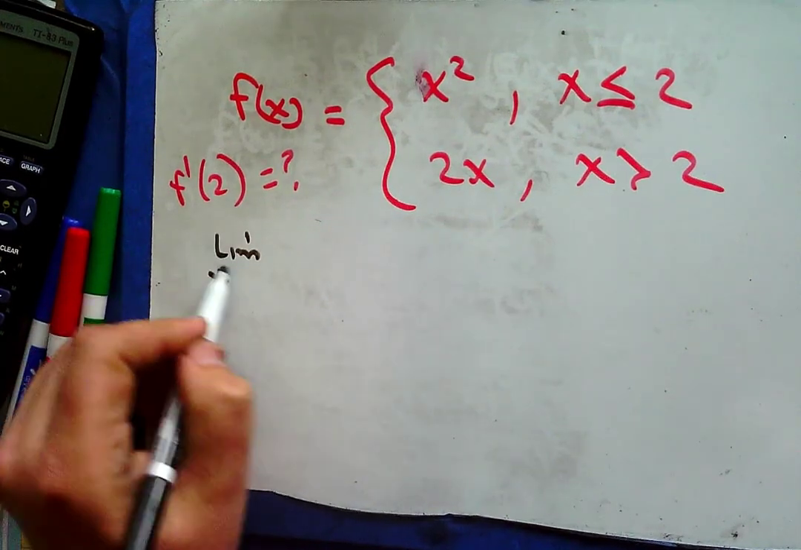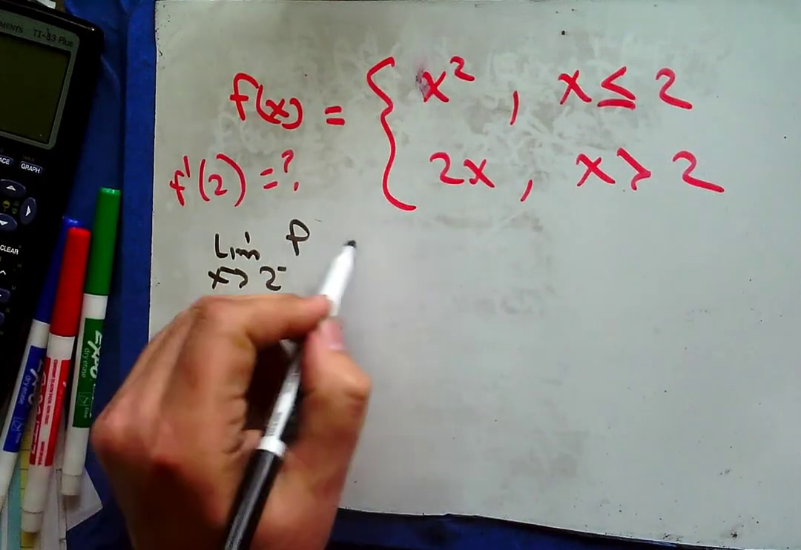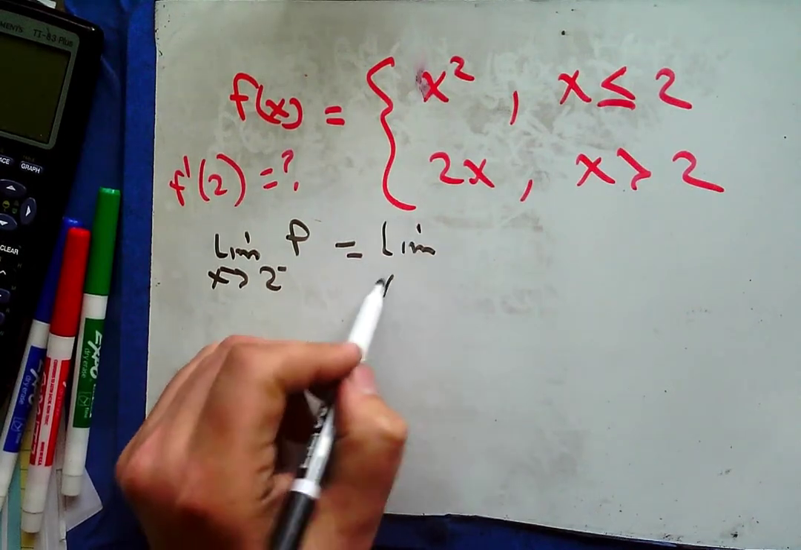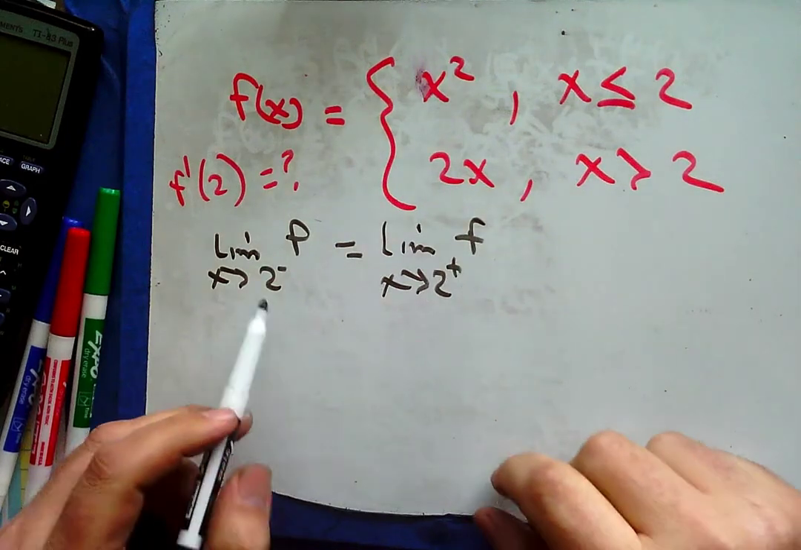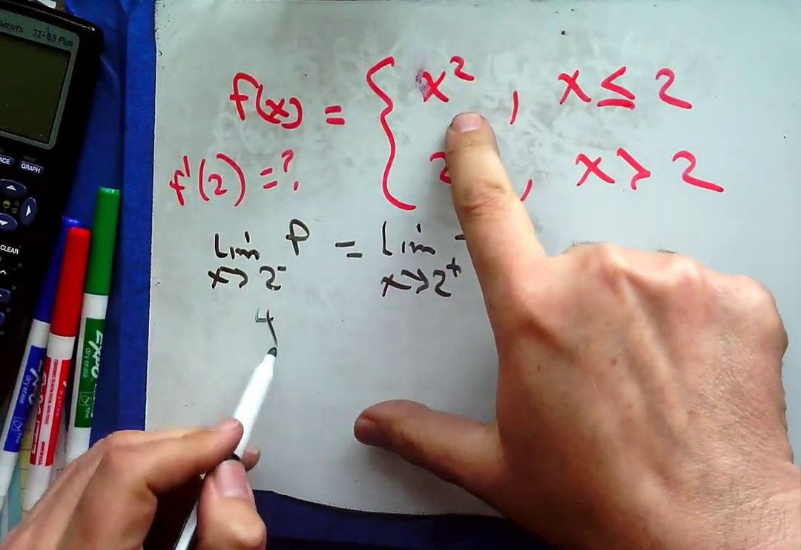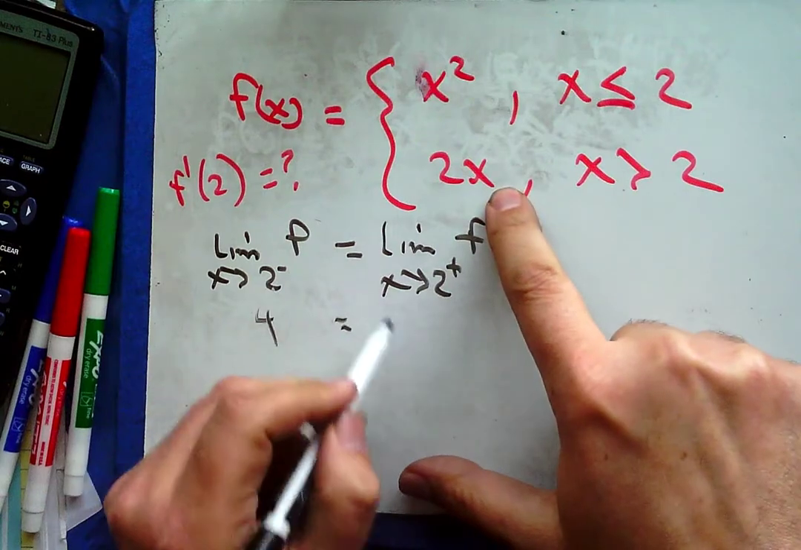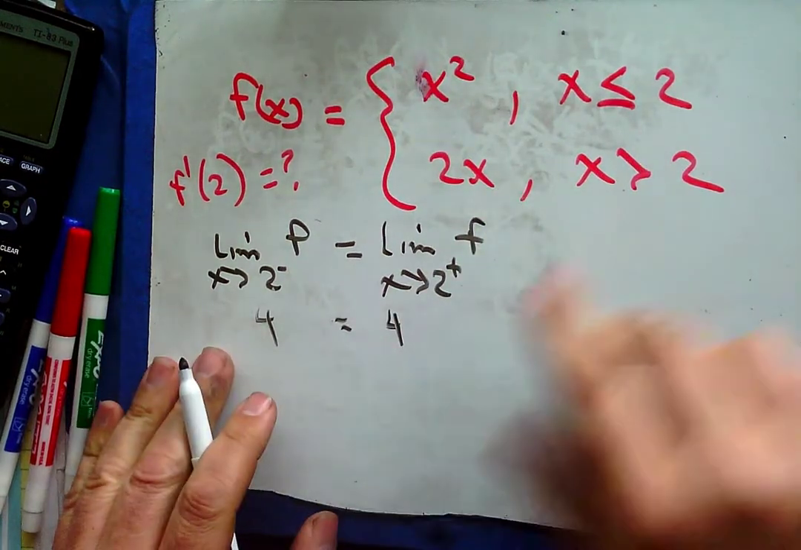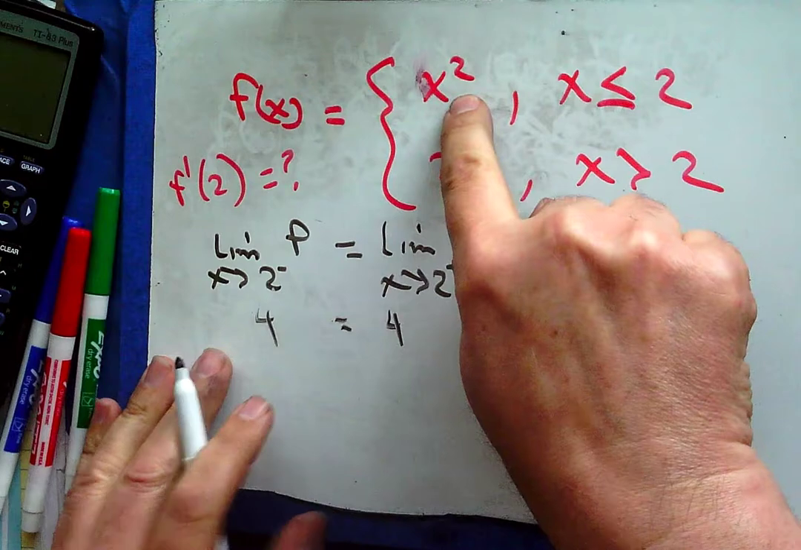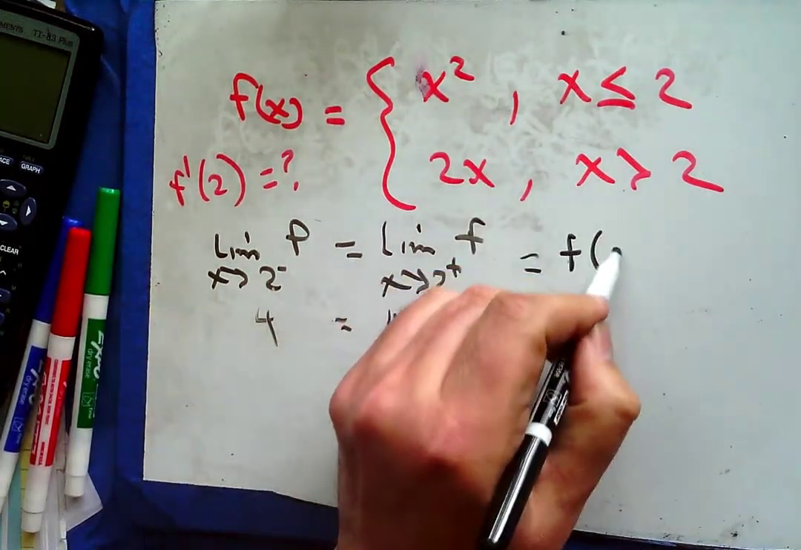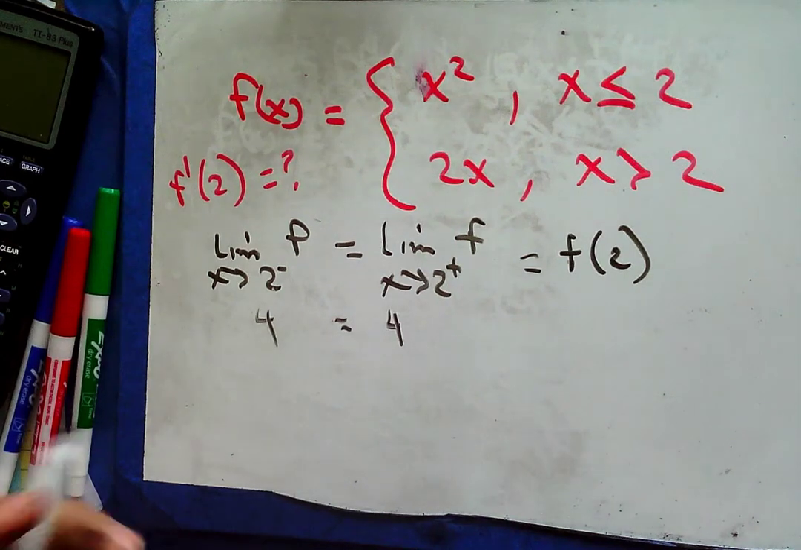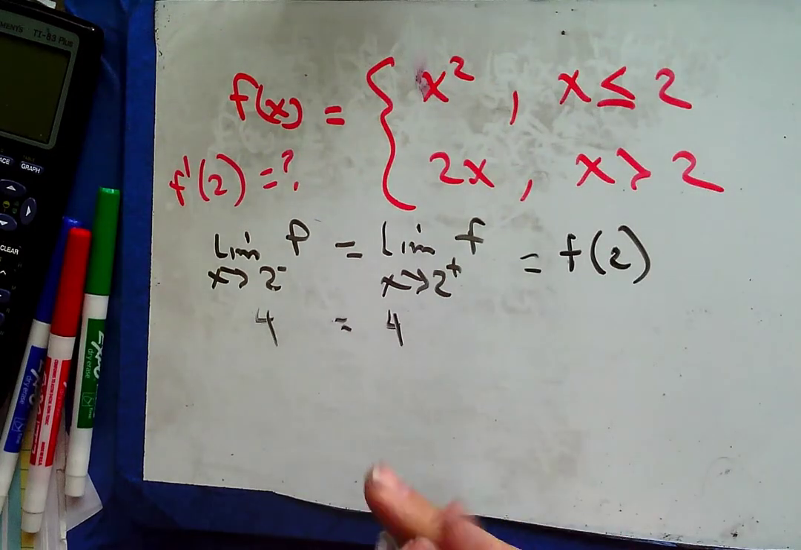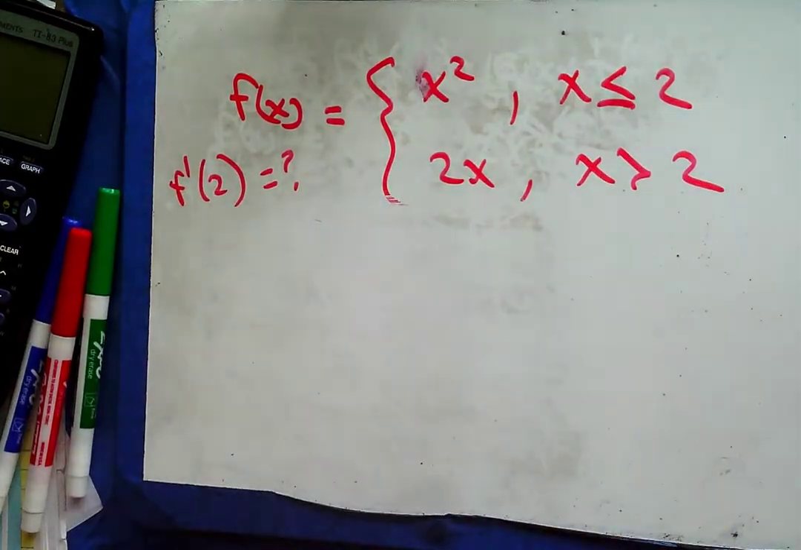The limit as x approaches 2 from the negative side of f should be equal to the limit as x approaches 2 from the positive side of f. So, if I plug a 2 in here, I get 4. If I plug a 2 in here, I get 4. And f of 2 is also 4. So I know this function is continuous at x equals 2. But what about the limit of the slopes?